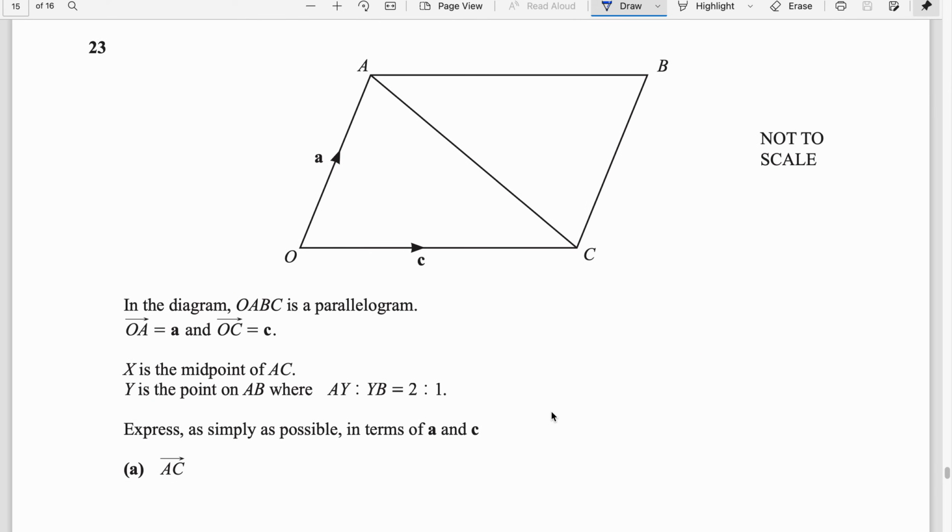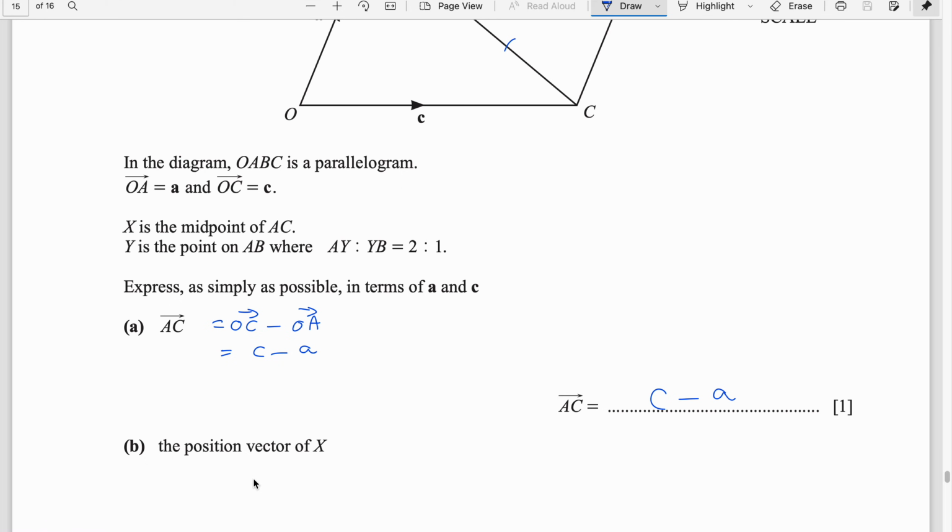Question number 23. In the diagram, OABC is a parallelogram. OA is A, OC is C, X is the midpoint of AC, Y is the point on AB such that AY ratio YB is 2 ratio 1. Express as simply as possible in terms of A and C. AC. So AC is OC minus OA, which is C minus A.